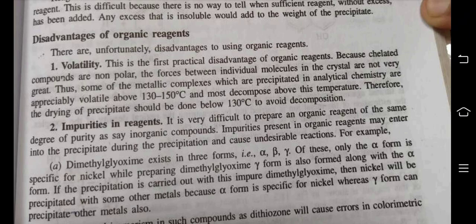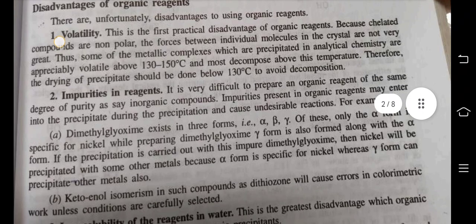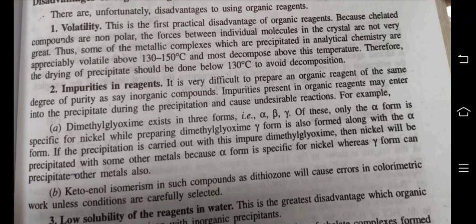Because chelated compounds are non-polar, the forces between individual molecules in the crystal are not very great. Thus, some of the metallic complexes which are precipitated in analytical chemistry are appreciably volatile above 130 to 150 degrees Celsius, and most decompose above this temperature. Therefore, the drying of precipitate should be done below 130 degrees Celsius to avoid decomposition. Second is impurities in reagents.